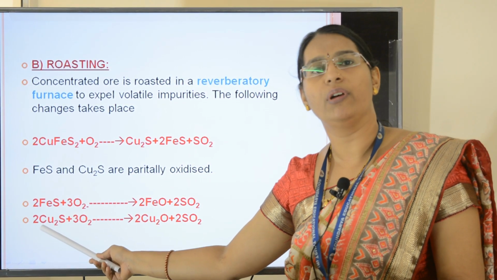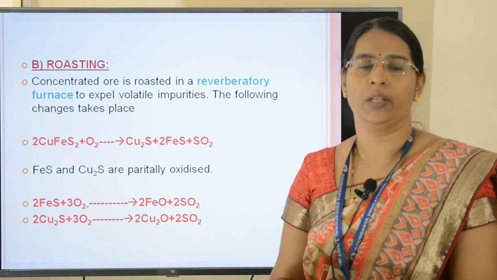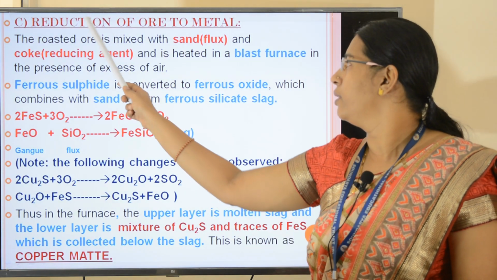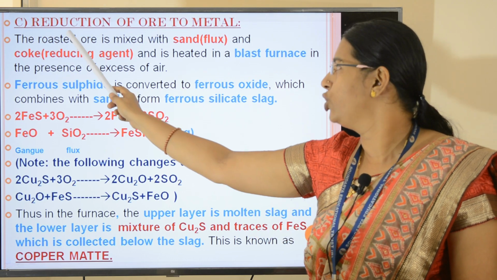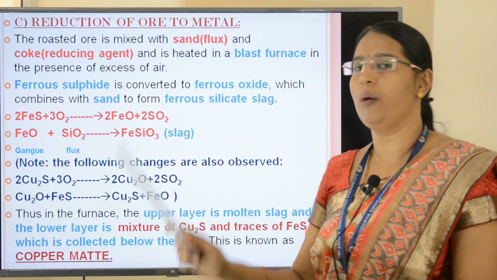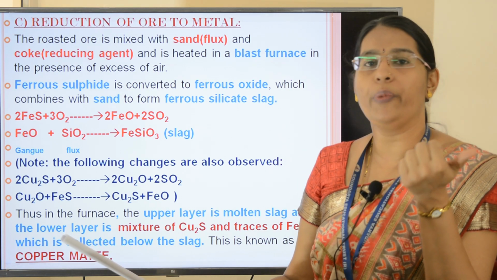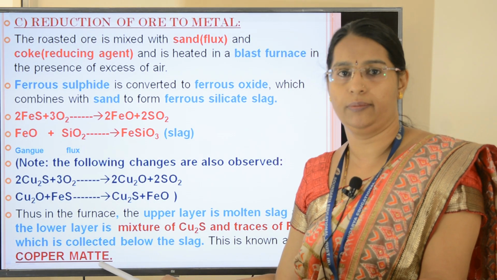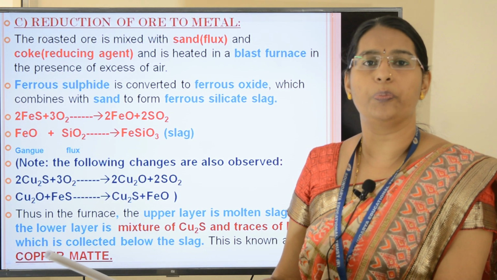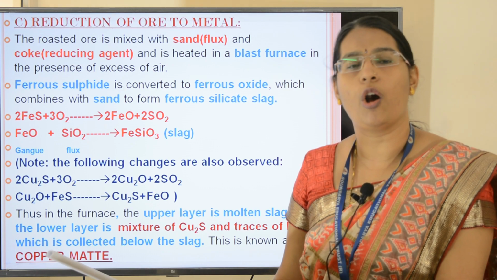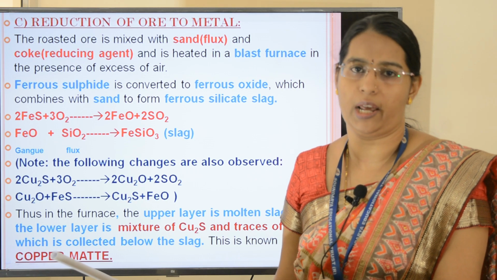We also have cuprous sulfide and little amount of cuprous oxide. So next step is the reduction of the ore into its metal form. Reduction of the ore into its metal form involves two steps. First step is formation of copper matte. Second step is formation of blister copper from copper matte, which is also known as Bessemerization reaction.